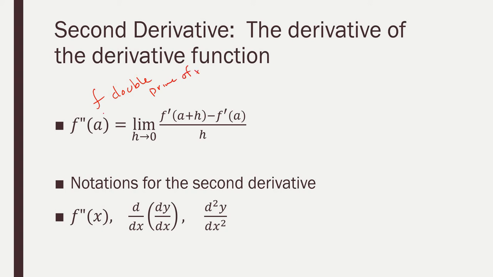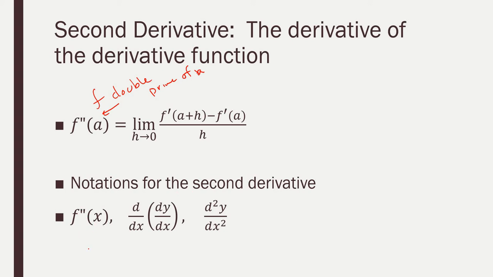of x is how we read this. It says of a, either way, a or x, just using a different variable here, is the limit as h approaches 0 of f prime of a plus h minus f prime of a over h. We had several notations for the first derivative. The second derivative has some as well.